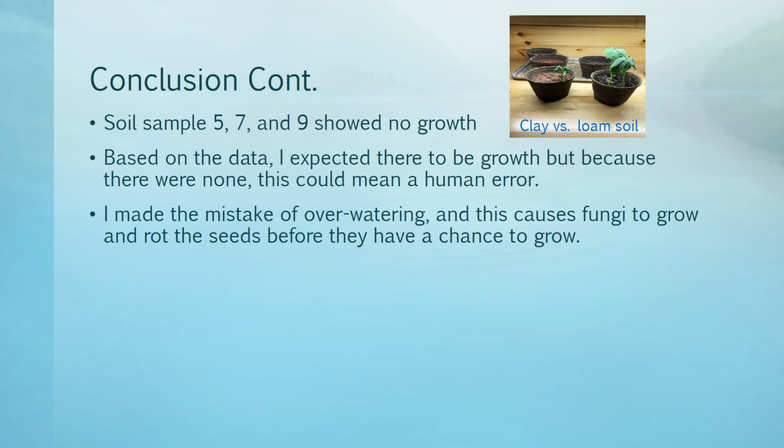In addition, the soil samples with no growth also had close to average pH levels. Based on this data, I expected there to be growth, but because there was none, this could mean a human error. I made the mistake of overwatering, and this causes fungi to grow and rot the seeds before they have a chance to grow.